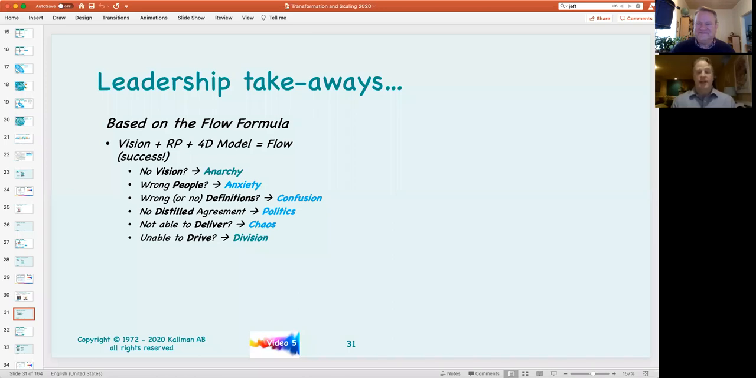So if we can go on to the next slide. Now, I will talk about the takeaways, but the flow formula itself is vision plus the right people plus the 4D model that equals flow, which equals success. And I'll talk about that because in order to understand the flow friction analysis, you have to first know what that formula is. Because the flow friction analysis itself, you're working that backwards. You're looking at what's the antithesis to flow and how to diagnose when there's friction. Next slide, please. Perfect.